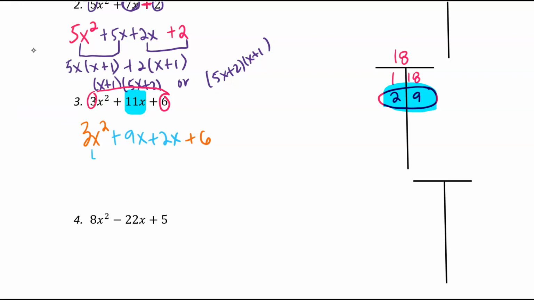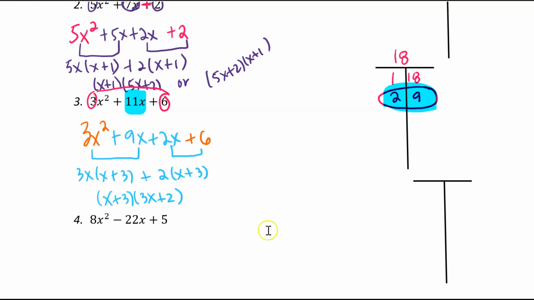All right, so here we're going to group. We have 3x times x plus 3 plus 2 times another x plus 3, which works out. So it's x plus 3 times 3x plus 2, or what else would work? If you said 3x plus 2 times x plus 3, you are correct.